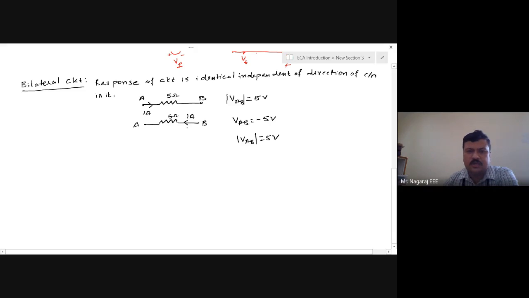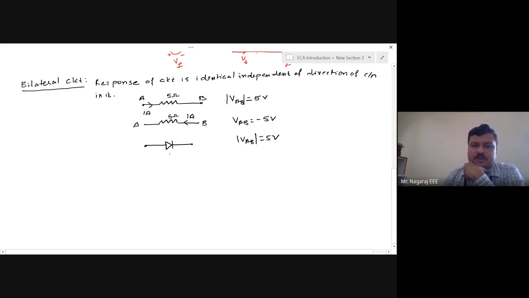In this case, the inductor is also a bilateral component, or an inductive circuit is also a bilateral circuit. A capacitive circuit is also a bilateral circuit, but a circuit that contains diodes and transistors is not a bilateral circuit.